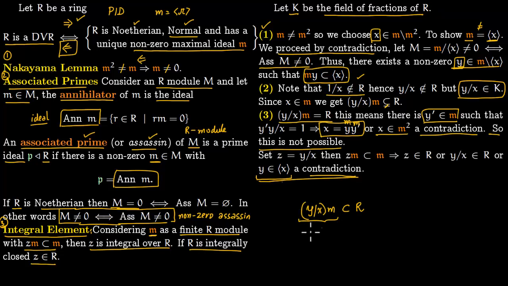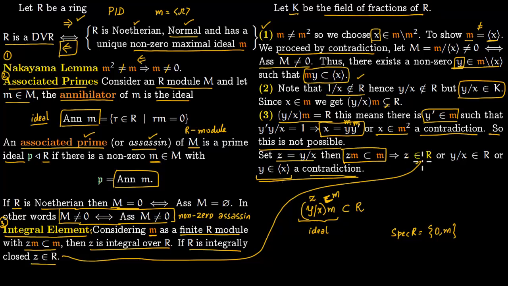But this is an ideal in R. So this is an ideal precisely because x lies within m and it is going to cancel with the denominator. So this will become an ideal in R, but there is only one ideal here. So spec of R is precisely equal to 0 and m. So it has to lie within the maximal ideal m. So put this y by x as z. So we get z m lies within m. And now we use here, z m lies within m. That means z lies within R because R is normal. Or you can say y by x lies in R.